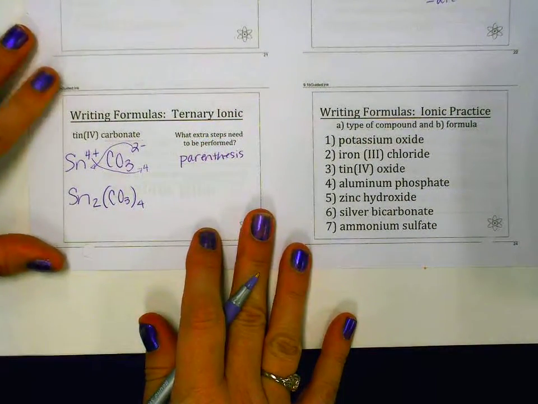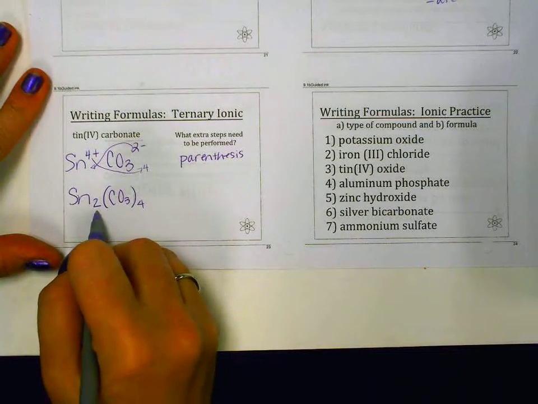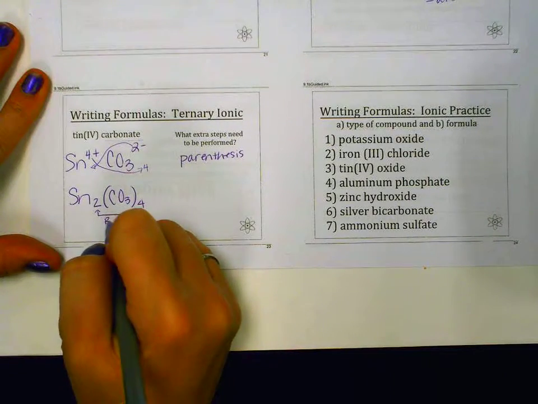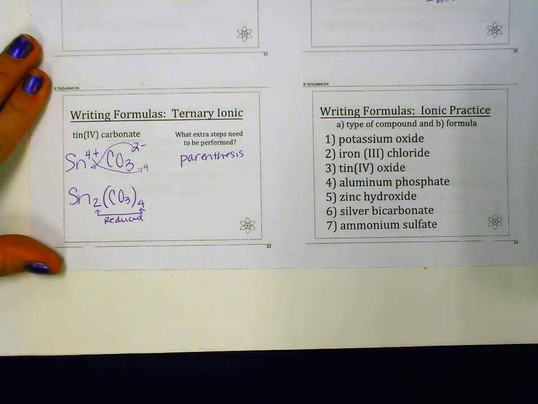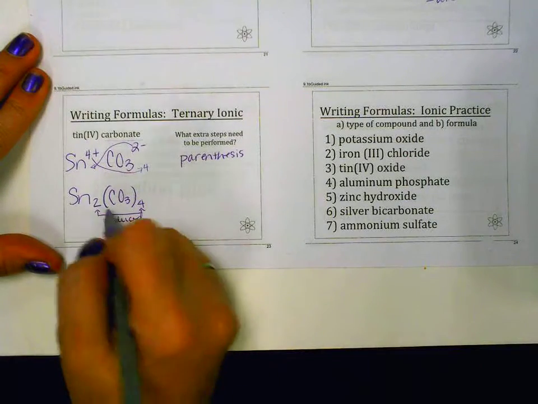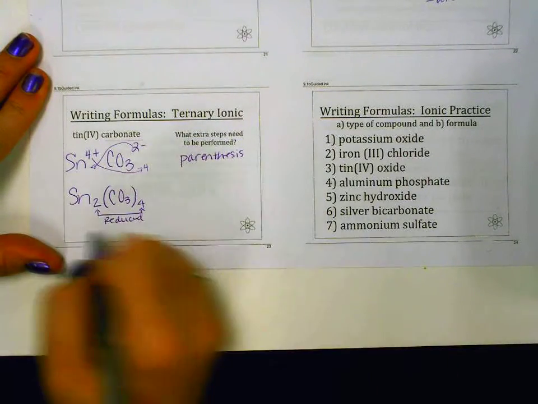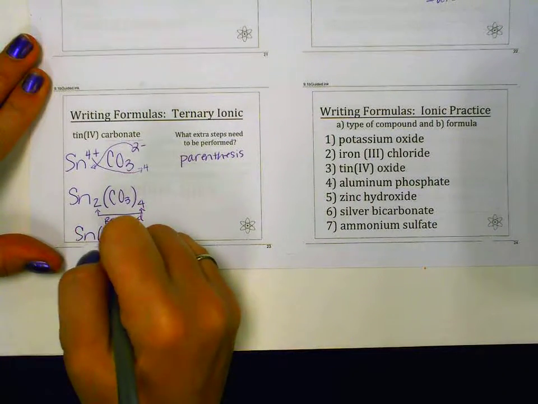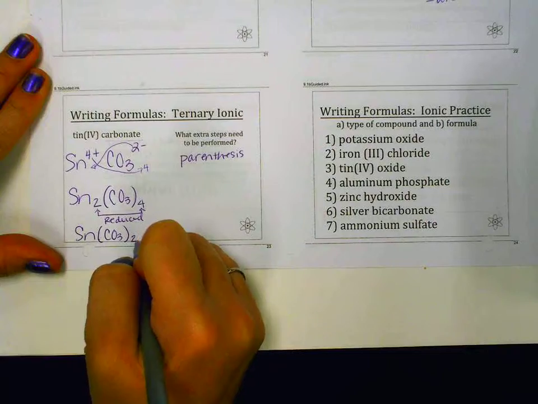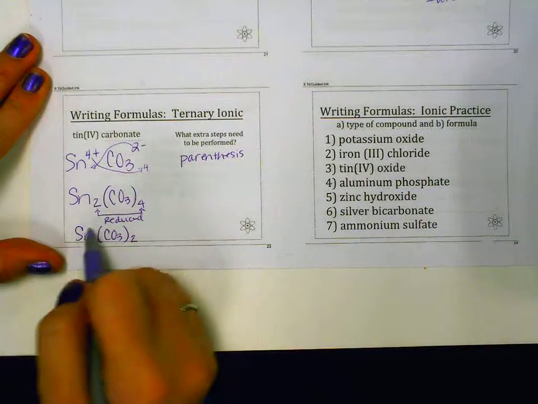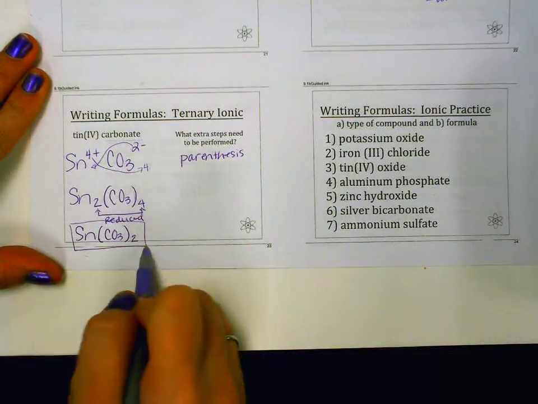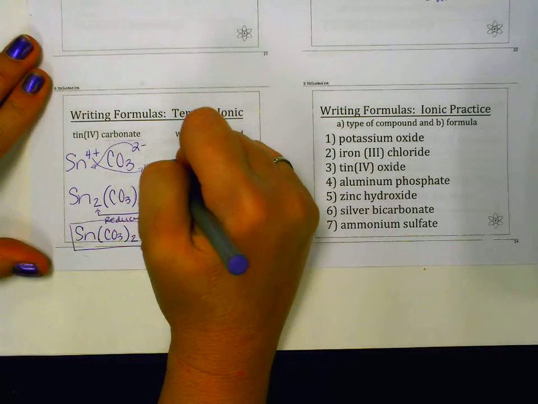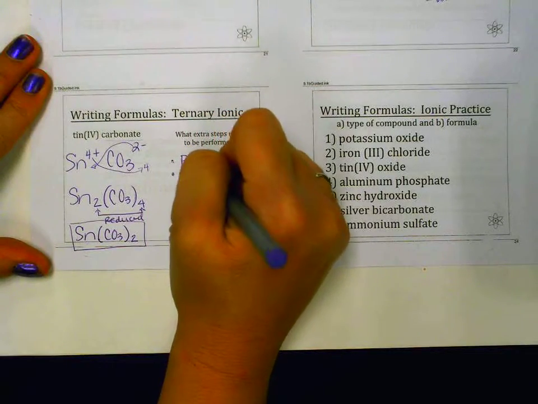And then you do have one other step to do because this ended up being a 2 and a 4 here. These 2 things can be reduced. I can divide them both by 2, so I would make that Sn(CO3)2. If you can reduce it, you have to reduce it. So that should be my final formula, Sn(CO3)2. So another additional step here would be that you have to reduce.